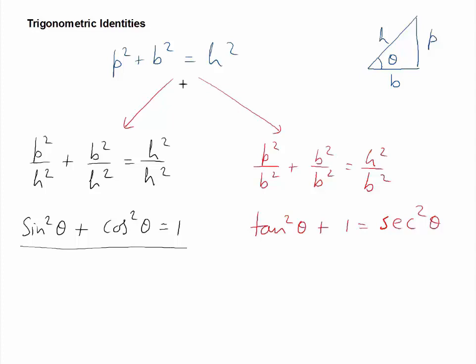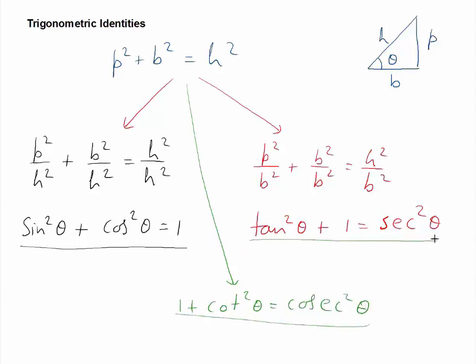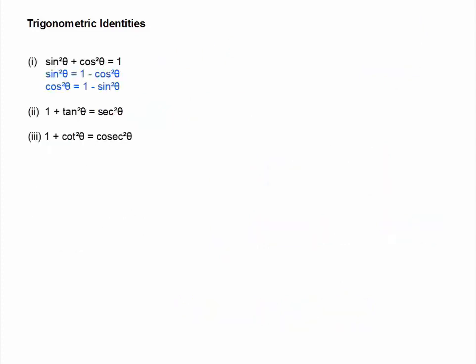Similarly, the third part, we divide both sides by p square, and finally we will get 1 plus cot square theta equals cosec square theta. So these are three identities which we must memorize. So sin square theta plus cos square theta is 1. This is the most important identity that students must memorize.